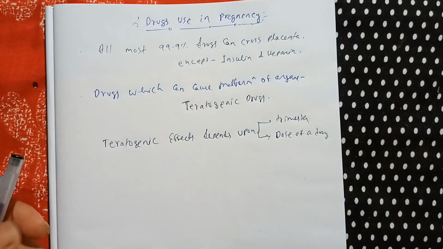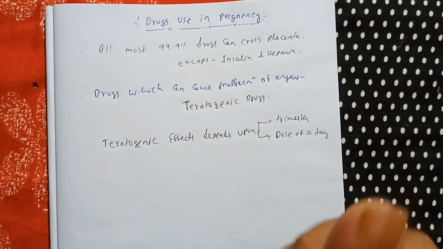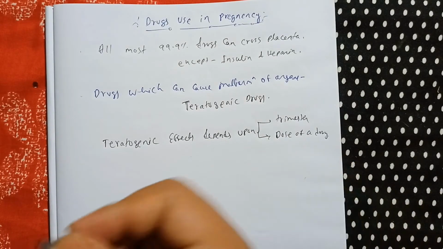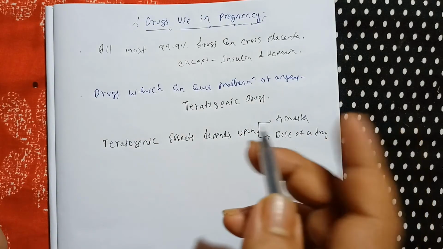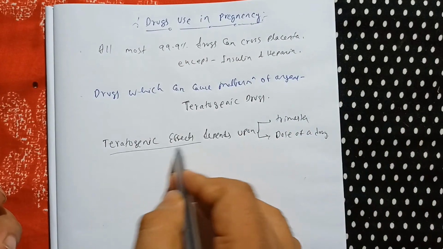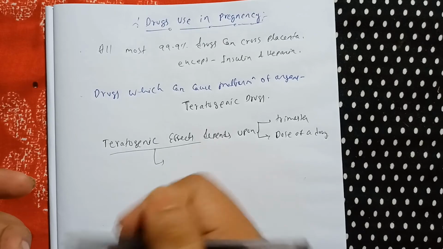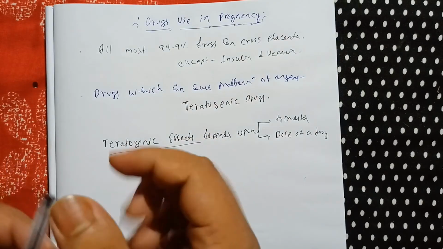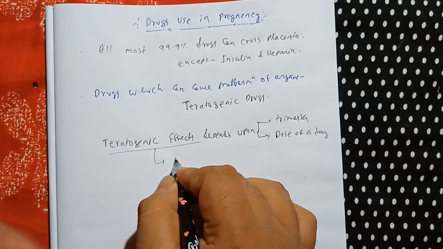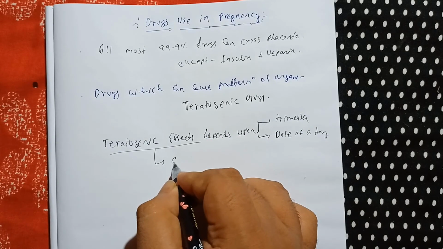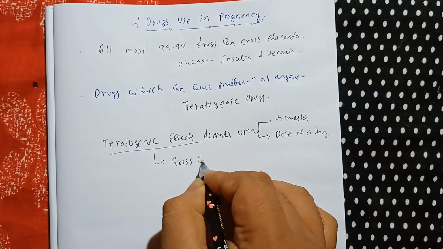Now we need to know that in the first trimester there is gross congenital malformation. Whenever teratogenic drugs are used in the first trimester, there is a chance to have gross congenital malformation.